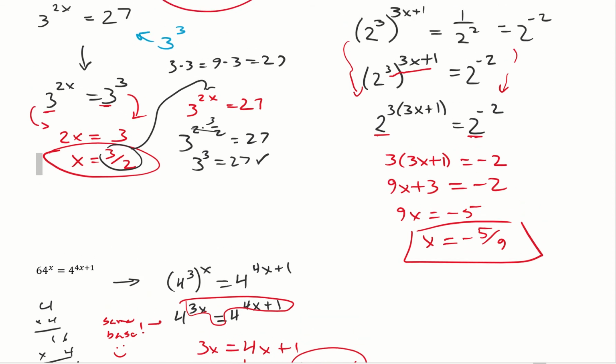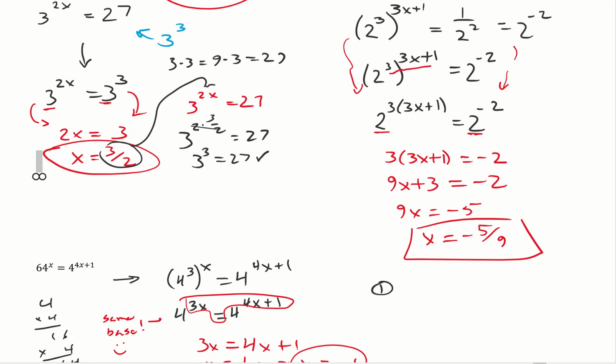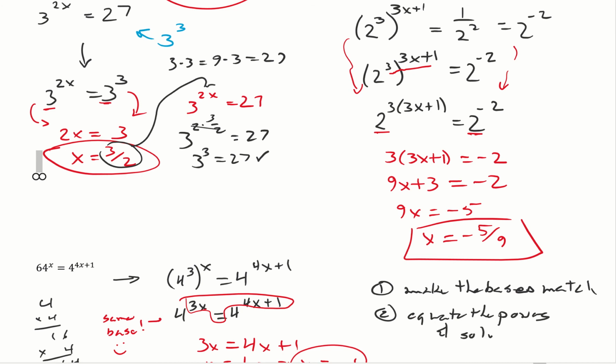So those are the so-called, not easier, but they don't require a calculator and grind work. You just go, if I can make the bases match, let's write that down. Number 1, make the bases match. Number 2, equate the powers and solve, and that's all we're doing.